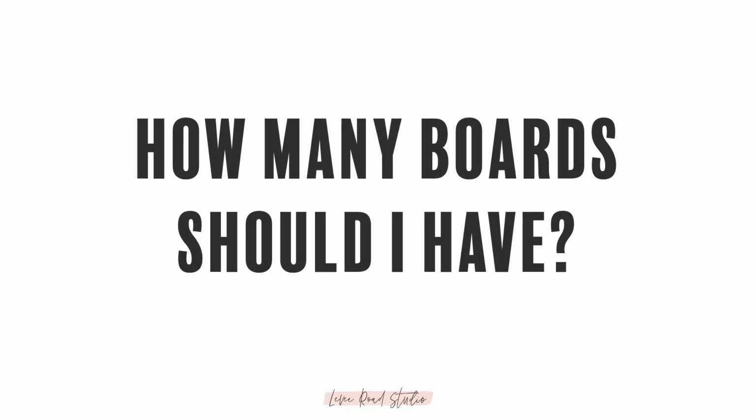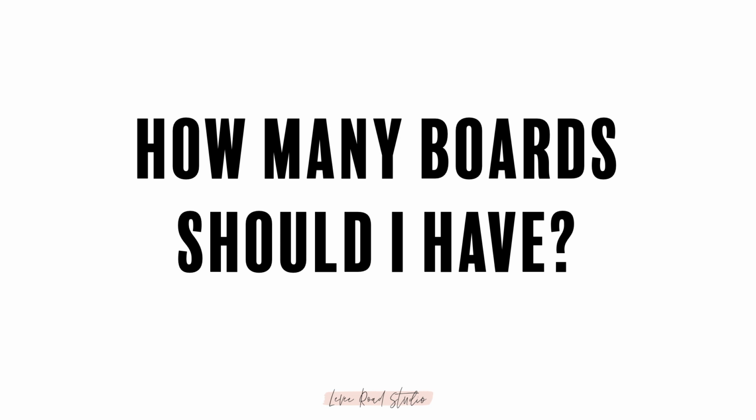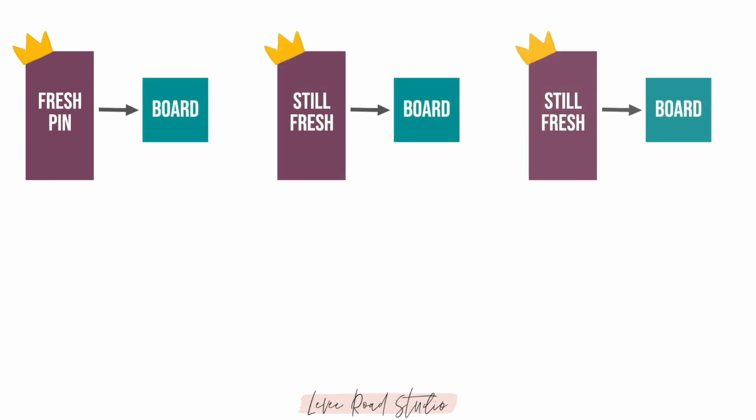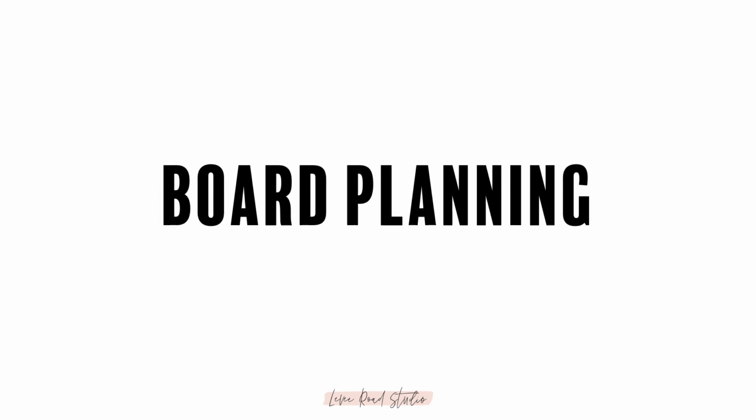The way to decide how many boards you'll need on your account is to reverse engineer your pinning strategy. So the process taught in this video is based on the pinning strategy taught in my course, Scheduling Shortcuts. For this strategy, we want to have at least 5 boards to save a single pin to. So with that being said, let's start planning out your boards.